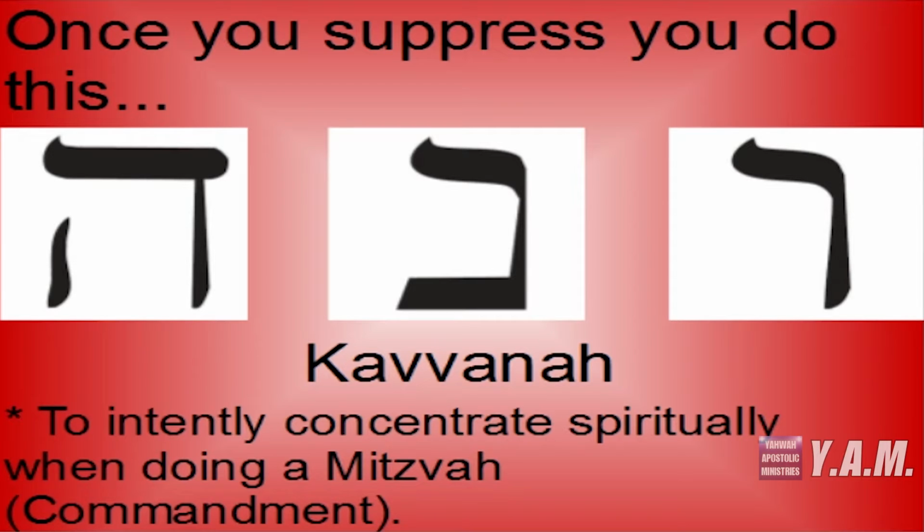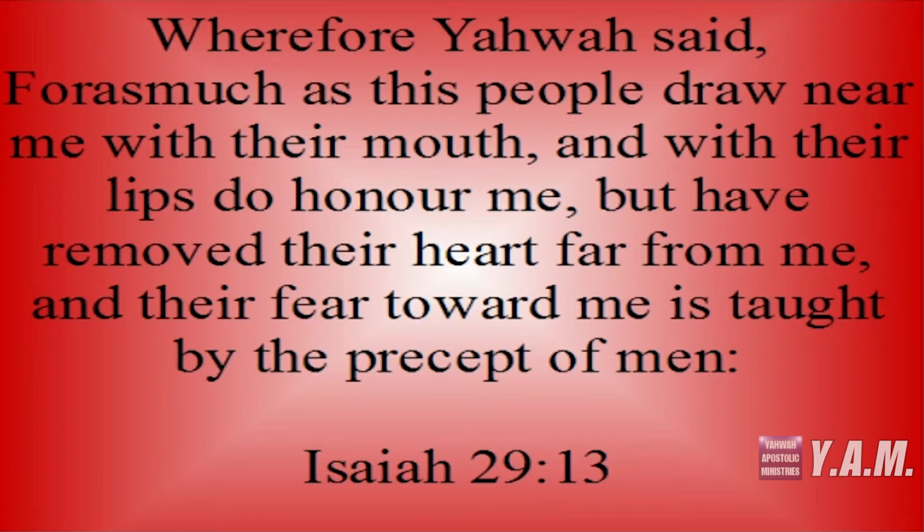Isaiah chapter 29, verse 13 says, Wherefore, Yahweh said, forasmuch as this people draw near me with their mouth and with their lips do honor me, but have removed their heart far from me, and their fear toward me is taught by the precept of man. Did you catch that? Let me read that again. Their fear toward me, toward Yahweh, is taught by the precept of man. Now, I didn't add anything to that scripture. That's straight out of Isaiah 29, verse 13.